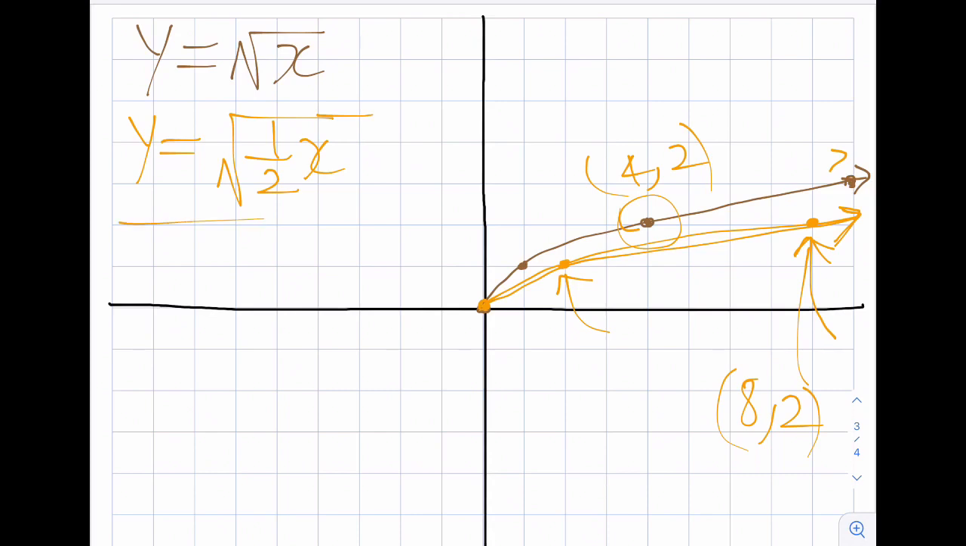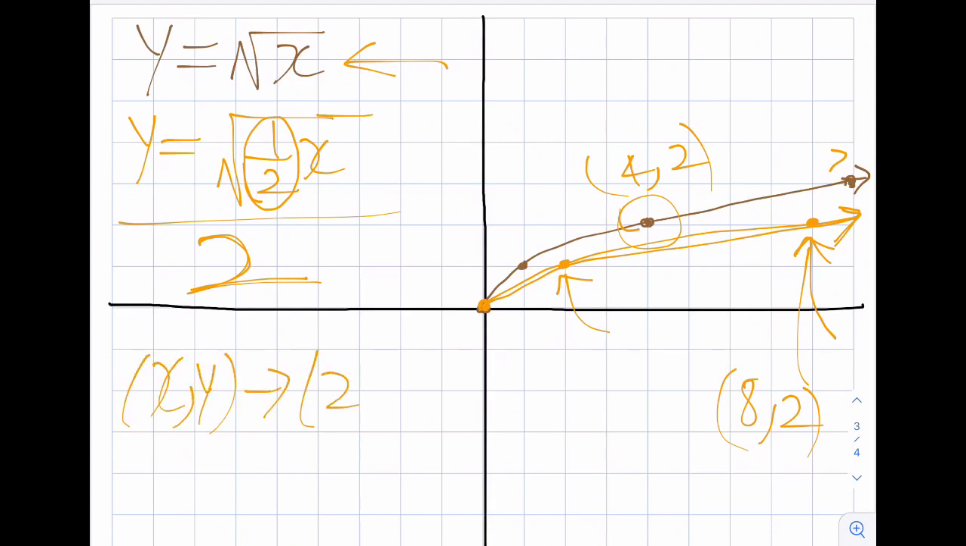So this orange function is a horizontal stretch of this function by a factor of 2. Remember, when we horizontally stretch a function, we basically flip this over, so it's 2 instead of half. And we can write the mapping notation as x comma y goes to 2x comma y. So the y value stays the same, but the transformed function's points' x coordinates become doubled.